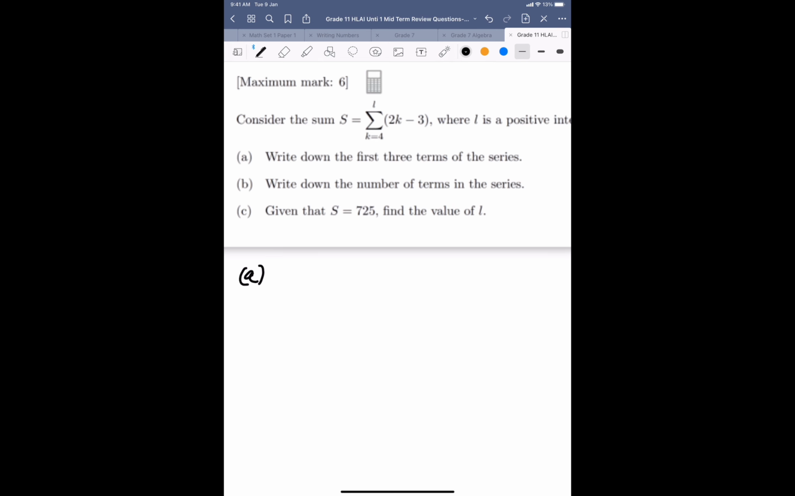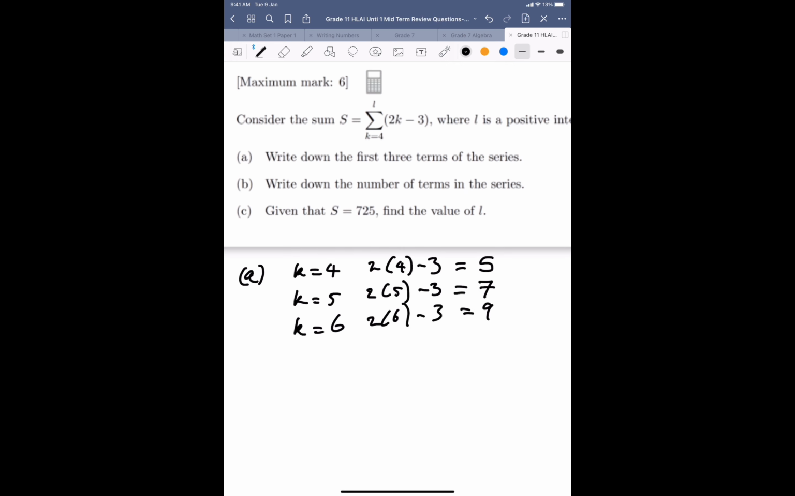I'm going to have, first of all, k equals 4, k equals 5, and k equals 6. When you substitute those in, that's 2 times by k minus 3, and that is 5. 5 is the first term of the series. 2 times by 5 minus 3, 2 5s 10 minus 3 is 7. And 2 times by 6 minus 3, 2 6s is 12 minus 3 equals 9. And you can see, can't you, already, this is plus 2. The common difference is 2. So this is obviously an arithmetic series.